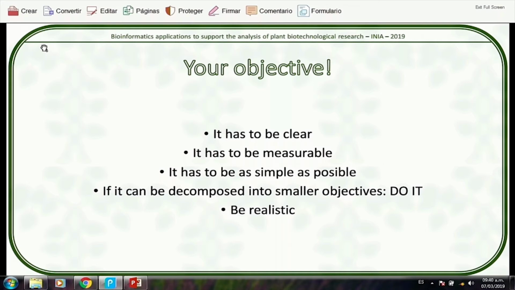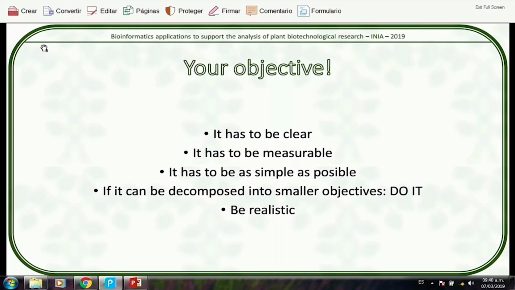Let's just move on to your objective: how it has to be formulated, and why you formulate it like that. It has to be clear. It has to be something that everybody understands, what you're trying to do. It has to be measurable. That means you will get some data that actually relates directly to what you wanted to obtain.